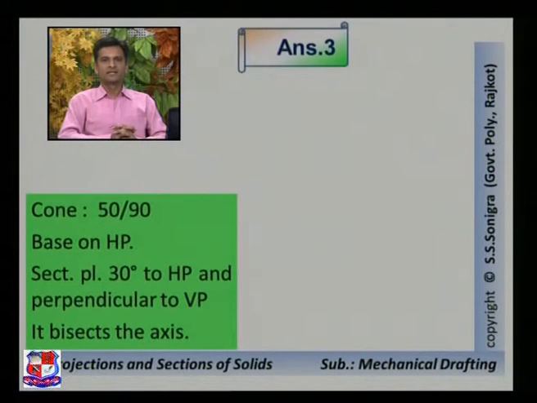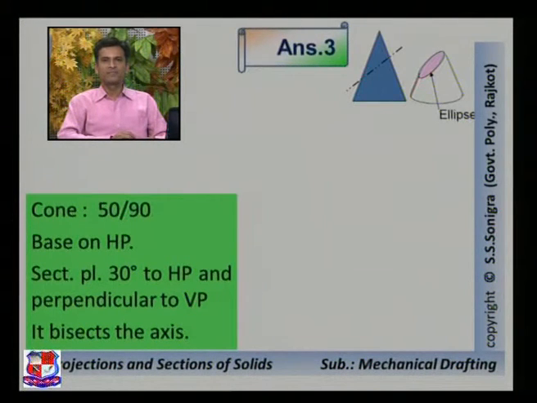So here the brief data is like this: a cone, diameter 50 mm, height 90 mm, base is on the horizontal plane, section plane 30 degrees to HP and perpendicular to VP, and it bisects the axis. So here first the cone is given, so draw an XY line which represents the intersection of HP and VP. This is the given condition. The cone is given and this is the cut portion, 50 mm diameter, 90 mm height, and this is a cutting plane which bisects the axis. So the midpoint of this axis is somewhere here, and from that midpoint draw a line which makes an angle of 30 degrees with HP, and this is the cut portion which would be elliptical in shape. This is represented by this pink colored ellipse.